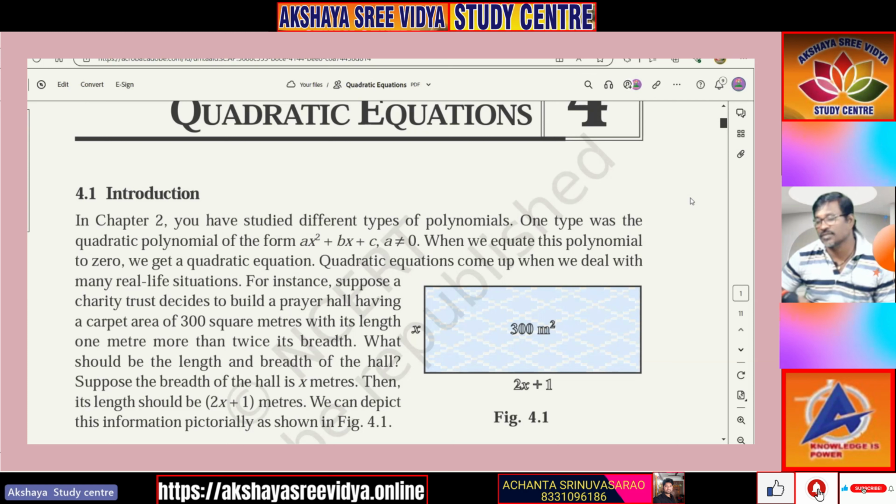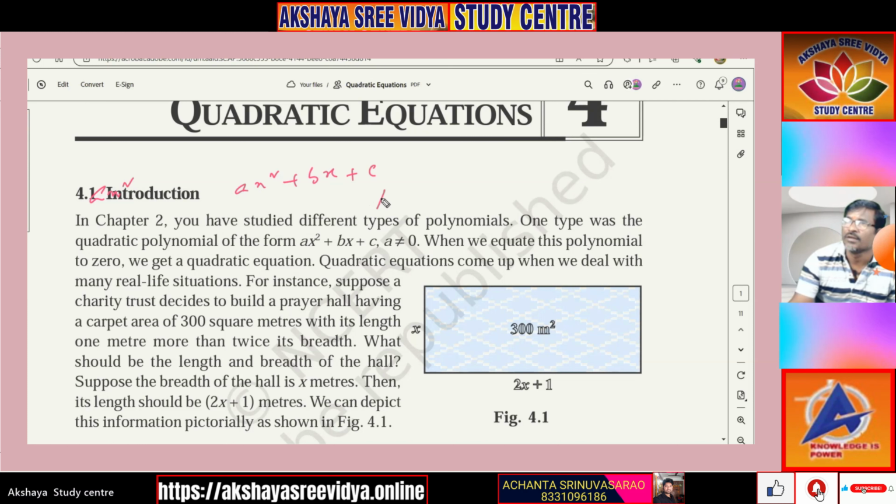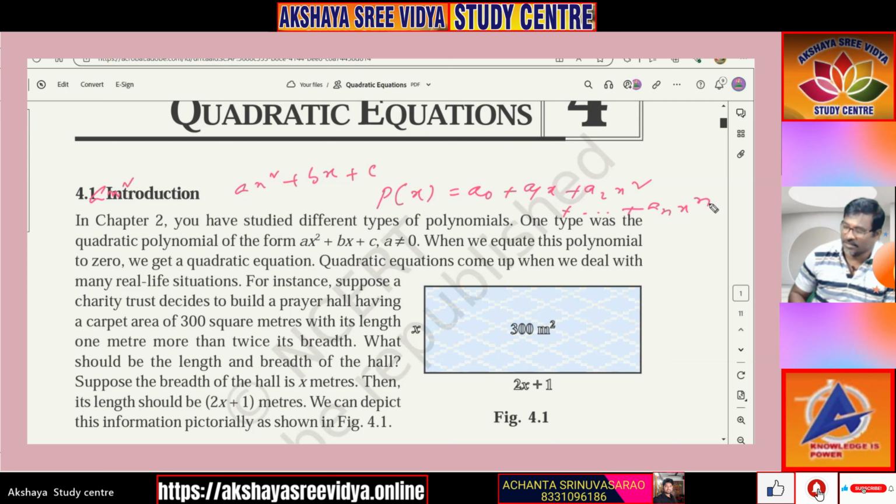What is the general equation? Ax square plus bx plus c. This is the quadratic polynomial. Polynomial we have denoted p of x. This is equal to a naught plus a1x plus a2x square plus so on an x to the power of n. This is the general equation of the polynomial.